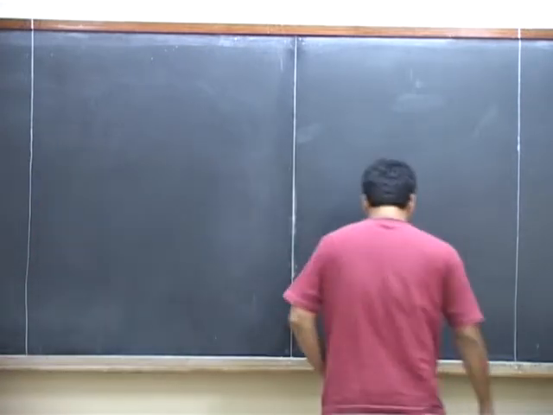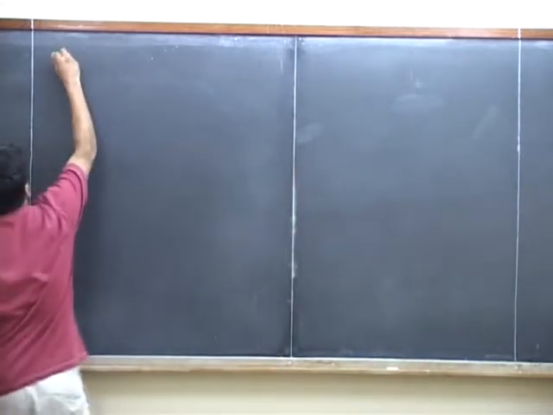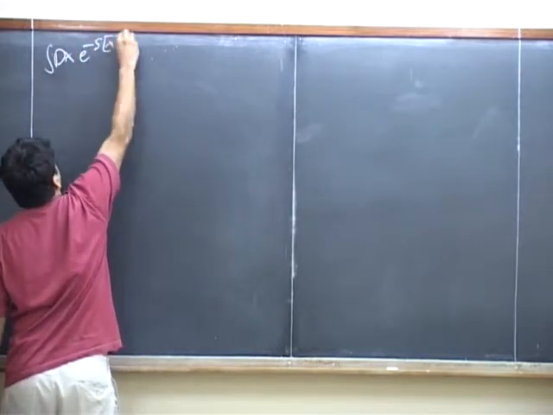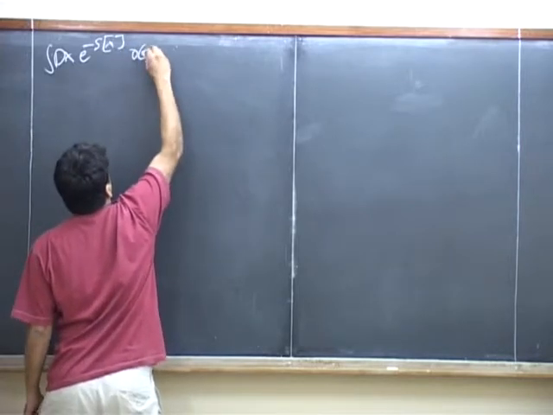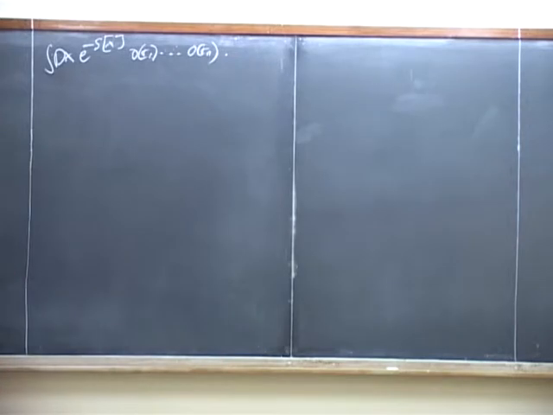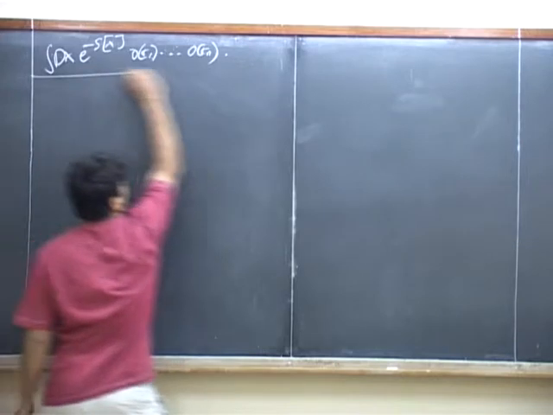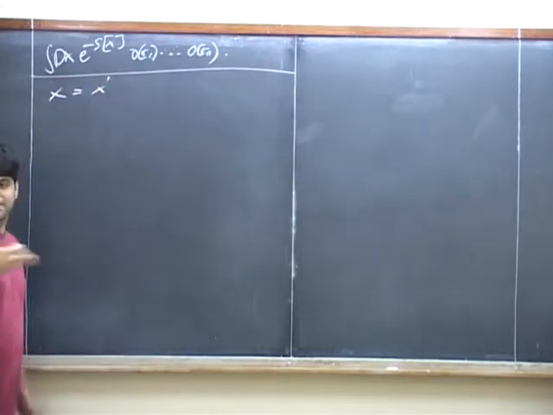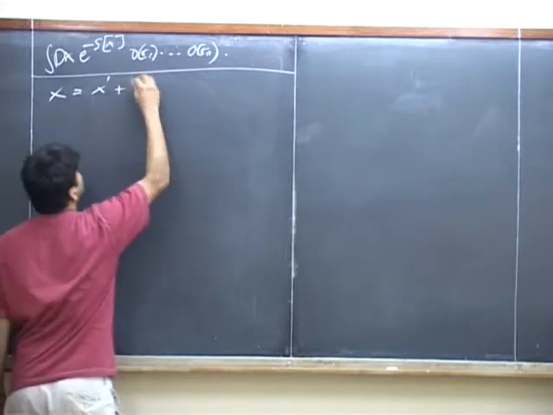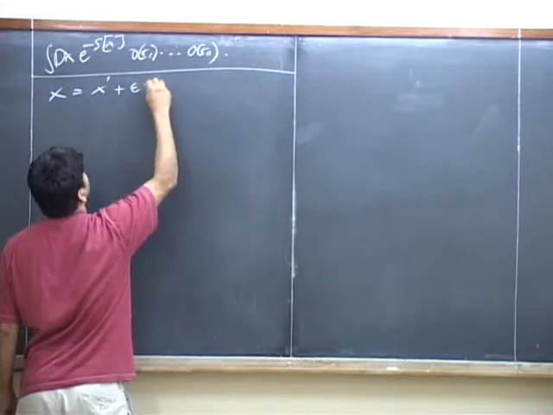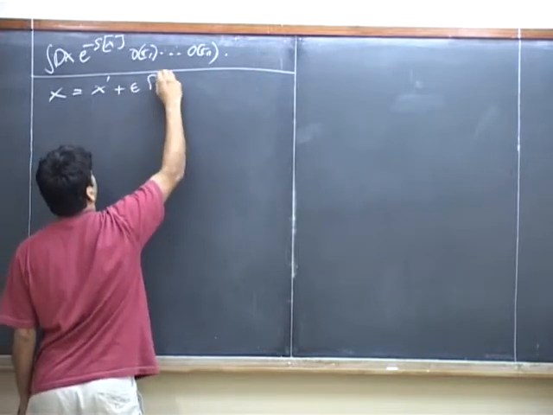In fact, if you remember, we had a path integral ∫dx e^(-S[x]), and then some operator insertions O_1(σ_1) through O_n(σ_n). Okay, and then we defined a symmetry operation. The symmetry operation, an infinitesimal one, is x = x' + ε δx.